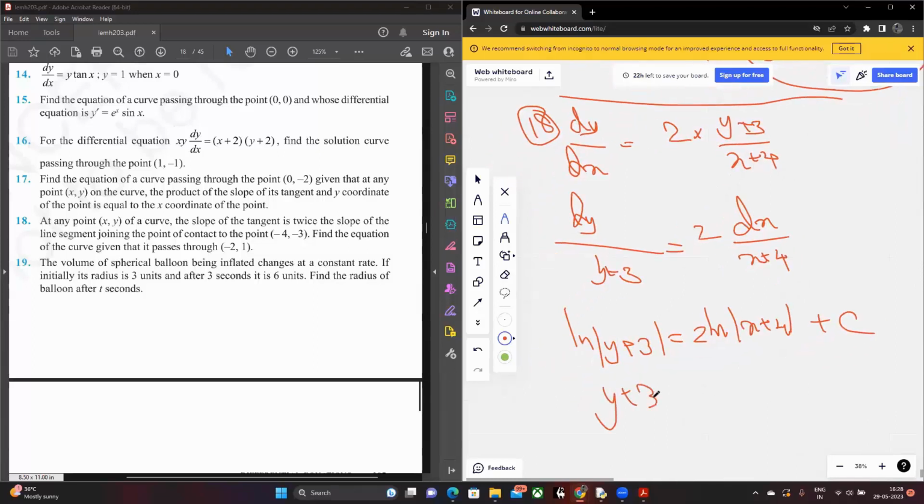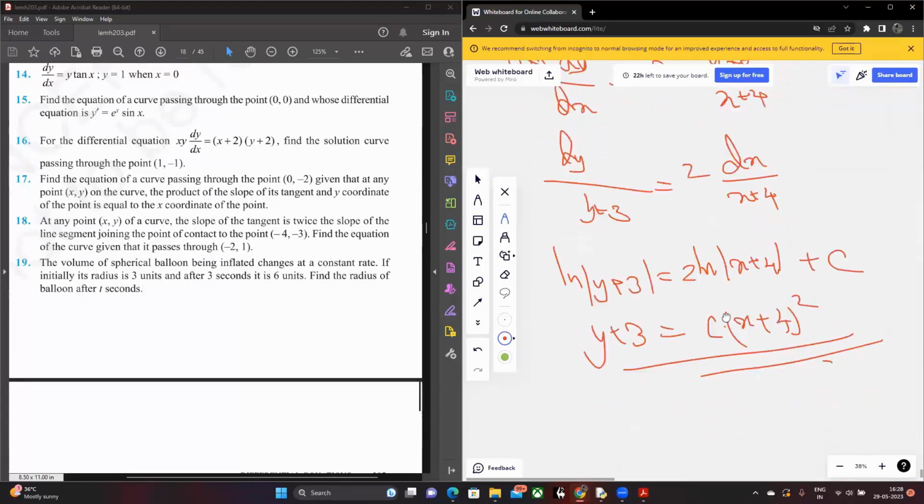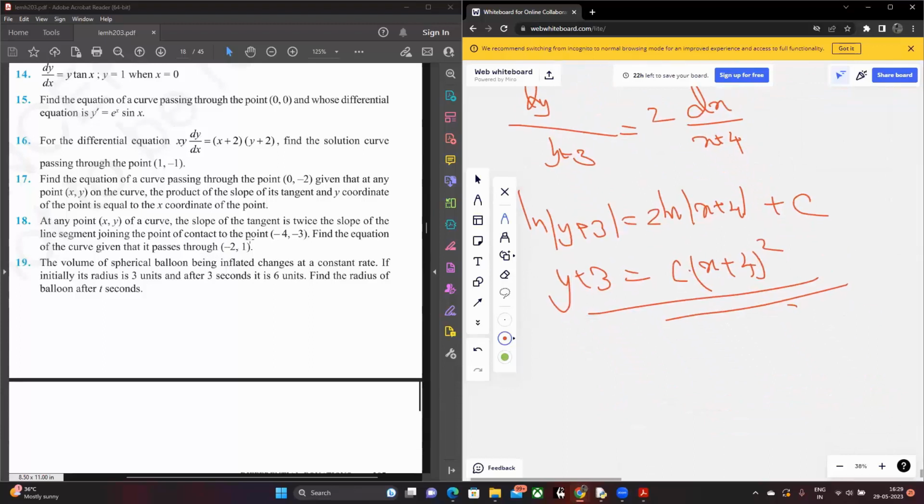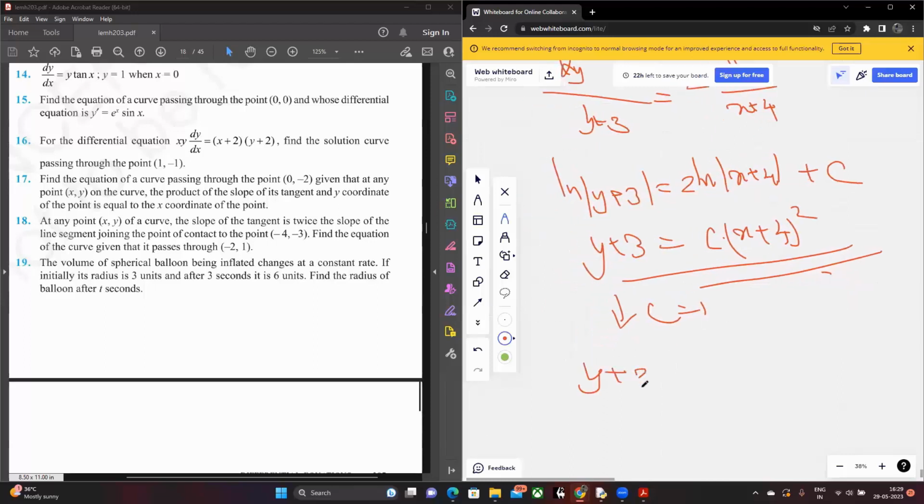Which is basically y plus 3 equaling c into x plus 4 the whole square, right? Since it passes through minus 2, 1, what happens is you put here minus 2 and then this is 4c. If you put here 1, that's 4. 4c is 4, so c is 1. Therefore, c is equal to 1. And then y plus 3 equals x plus 4 the whole square. That is the required curve. That's the required parabola, right?